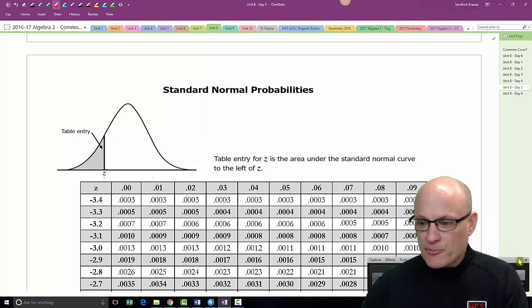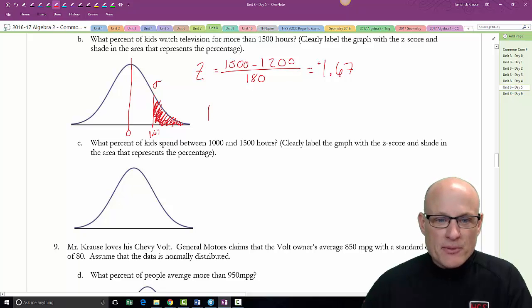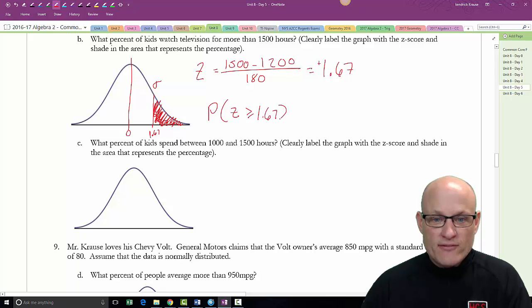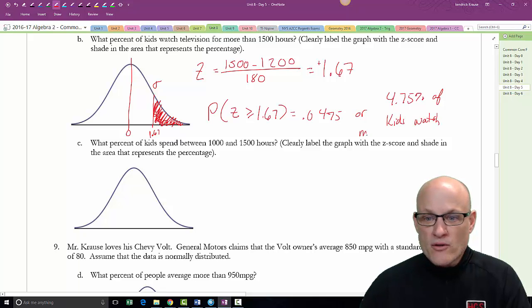So if I go back up here and I say, okay, the probability that z is greater than or equal to 1.67 is, and we looked it up, 0.0475, or approximately 4.75% of kids watch more than 1,500 hours.